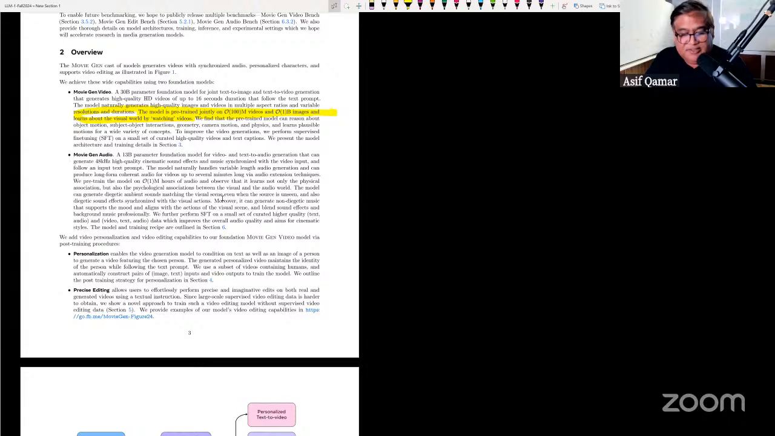To improve the video generation, we perform supervised fine-tuning. This is important, on a small set of curated high-quality videos and captions. At the end of it, to make sure that the pre-trained model actually works well, you take a small set of really high-quality data, what you would call gold quality data. That's what we all do. And then we fine-tune on that, because there we know the answer, which is supervised fine-tuning.